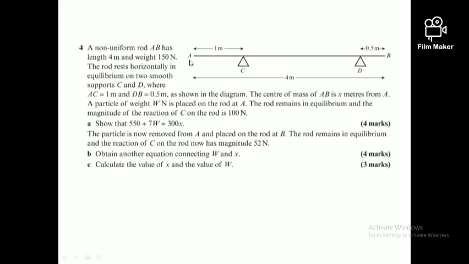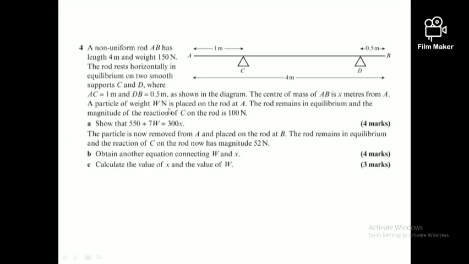They are kept on two supports, AC where the length from A to C is 1 meter, and DB where the length from B to D is 0.5 meters, as shown in the diagram. The center of mass of AB is x meters from A. That means we need to find the value of x as an answer. A particle of W newtons is placed at point A. So you can mark W, not Wg.